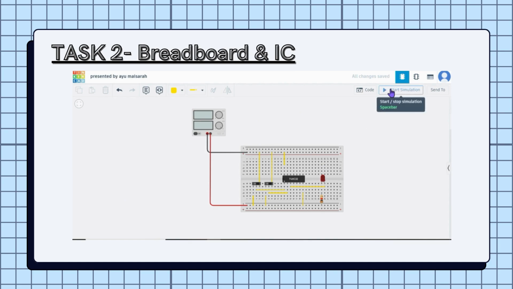Let's test the circuit. When both inputs are high, the LED lights up, indicating a correct AND gate operation. When one switch is off, the LED turns off. This lab simulation successfully demonstrates the operation of an AND logic gate using the 74HC32 IC. The output behaves according to the AND gate truth table.